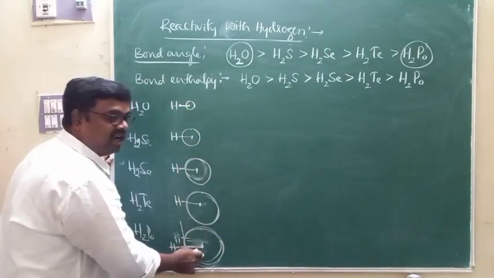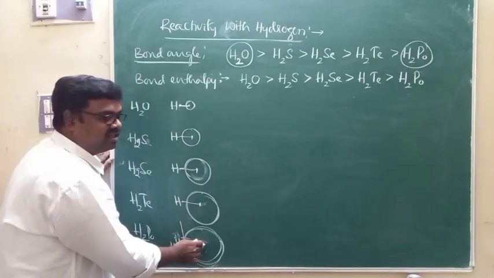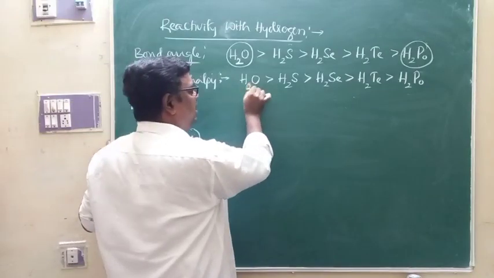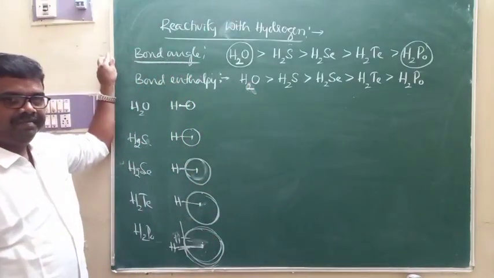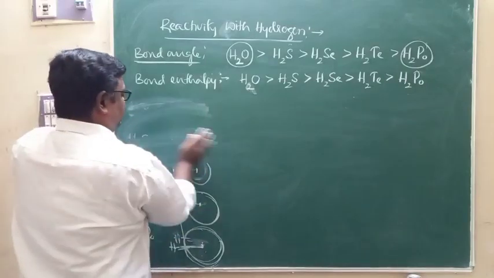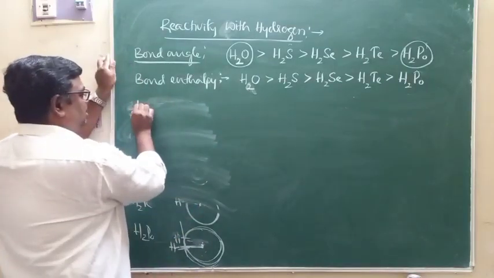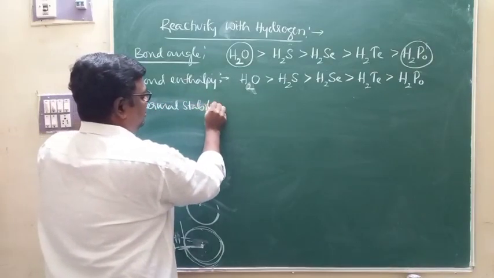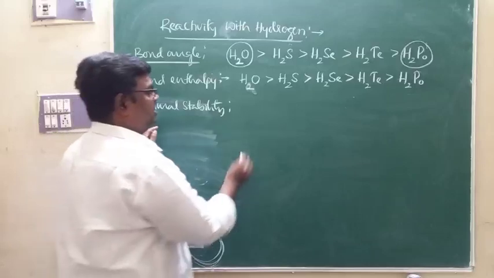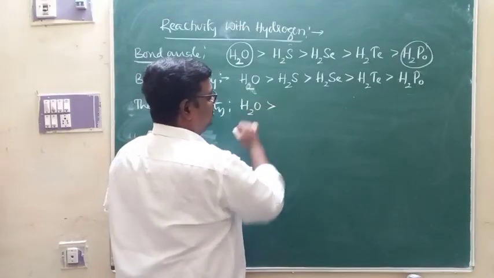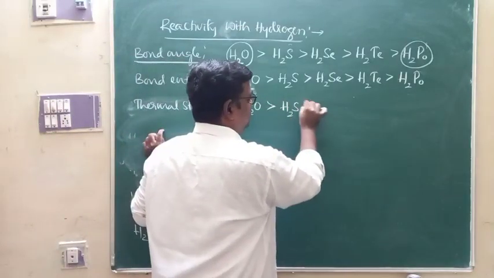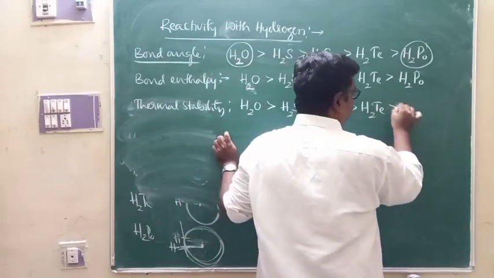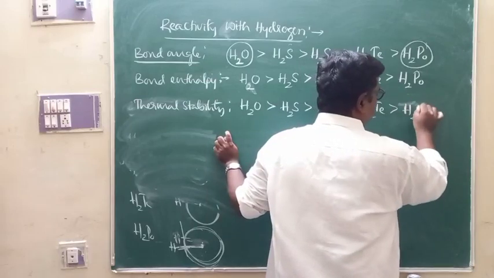As the size of the central atom increases, bond length increases and the energy required to break the bond decreases. Therefore, H2O has a high bond enthalpy. And for the same reason, thermal stability follows the same order. Thermal stability of hydrides follows the same order. H2O is more stable than H2S. H2S is more stable than H2Se. That is more stable than H2Te. That is more stable than H2Po.